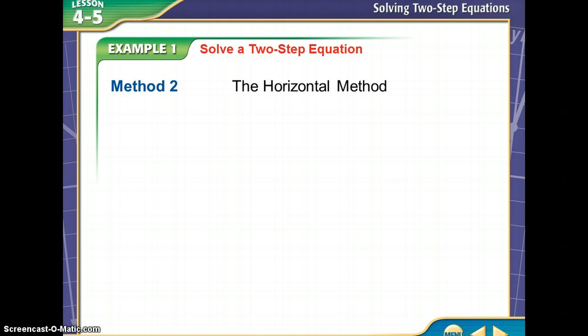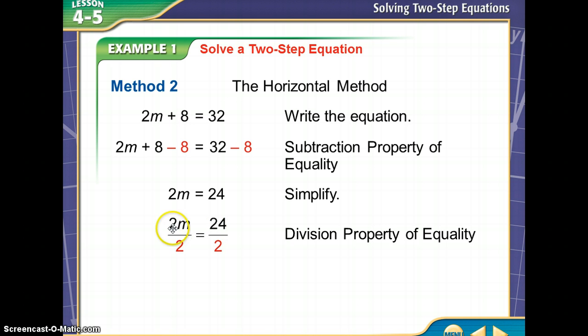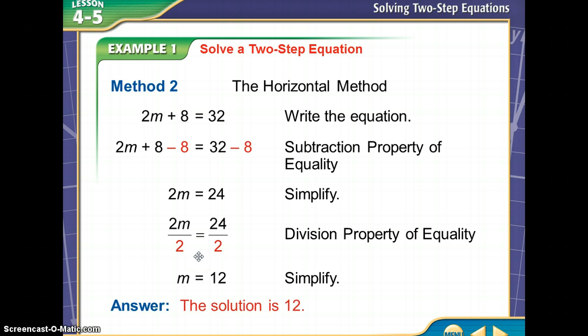And then you have the horizontal method. Start by writing the equation down. Instead of writing minus 8 underneath, you write it beside it on the same line. And you end up at the exact same spot, 2m equals 24. And then, of course, dividing by this 2 to cancel that 2 out, and you get m is 12. Personally, I prefer the vertical method. I like to see it written vertically rather than horizontally.